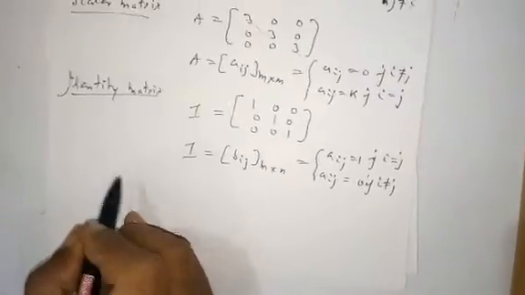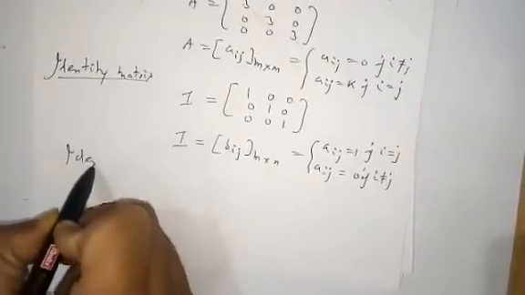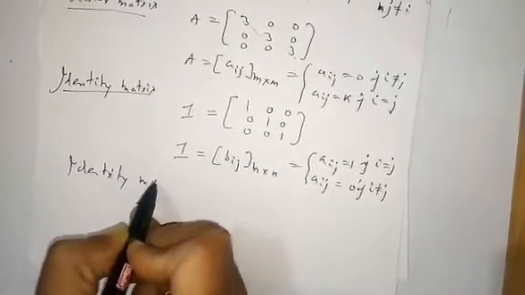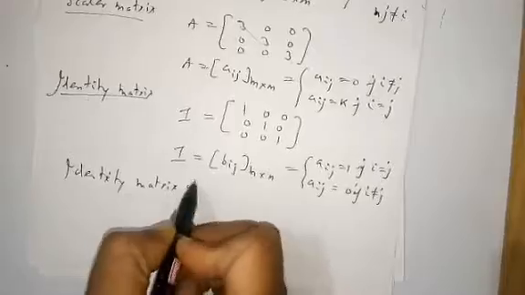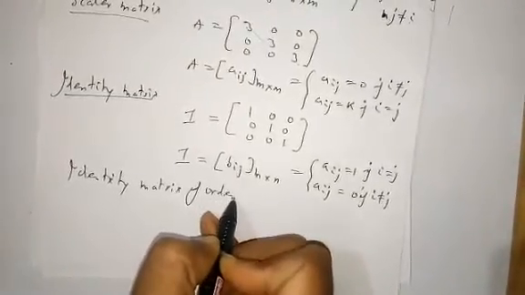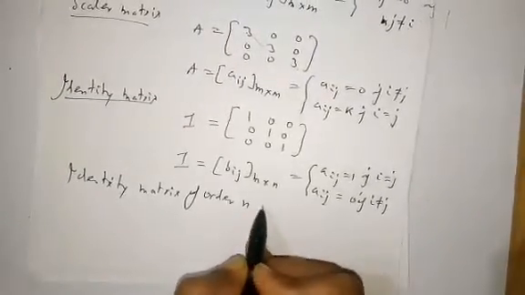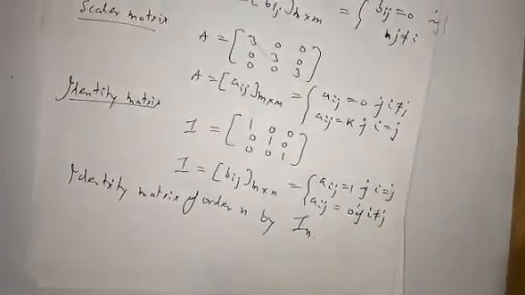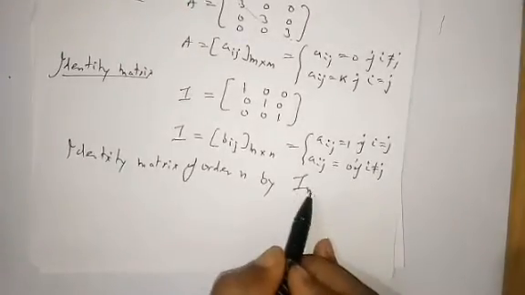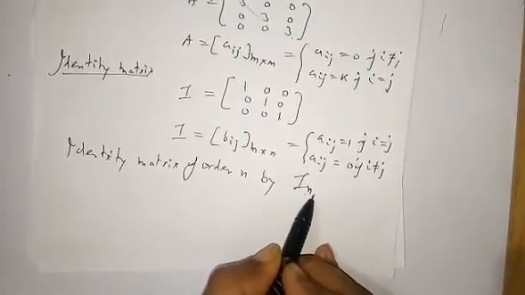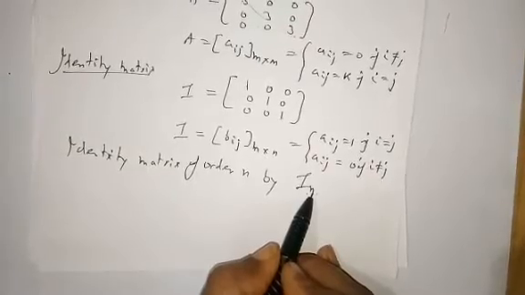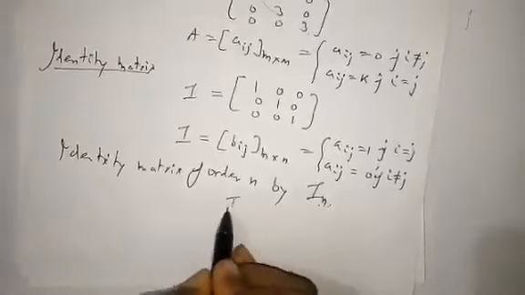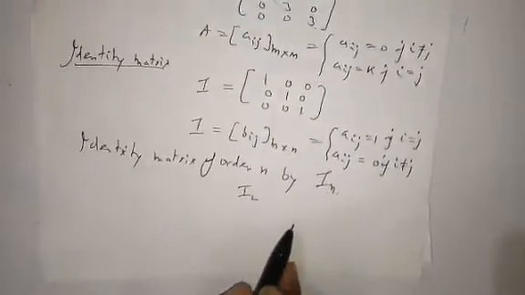The identity matrix of order n is denoted by In only. If there is a single subscript, it means the number of rows and the number of columns is the same. So I2 means there are 2 rows and 2 columns.